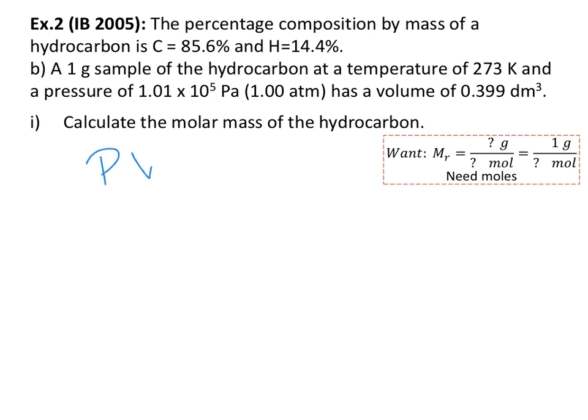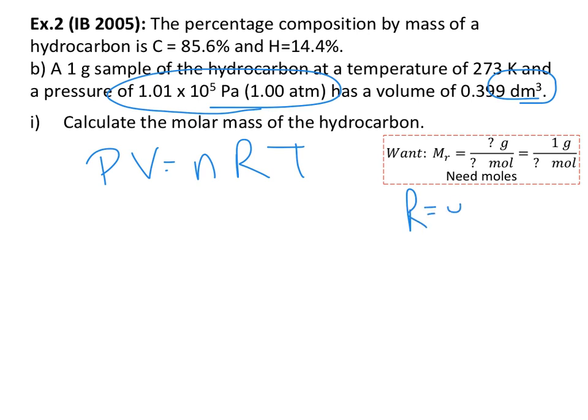So using PV equals nRT, I can start plugging some things in. For pressure, I have pascals and atm given. I also have decimeters cubed for the volume. So I've got to think first, what kind of R do I want to use? And the one that makes the most sense to me is the 8.31 kPa dm^3 over mole Kelvin. So that means I need to get the pascals into kilopascals, which is just dimensional analysis.